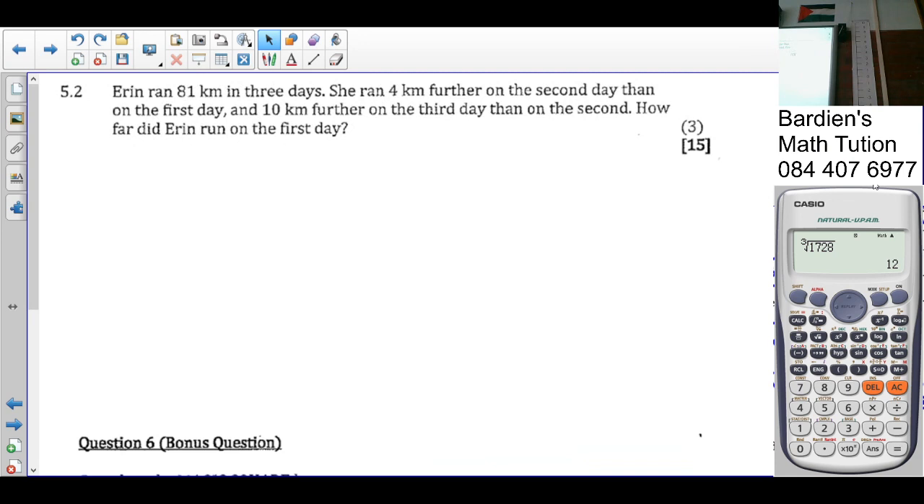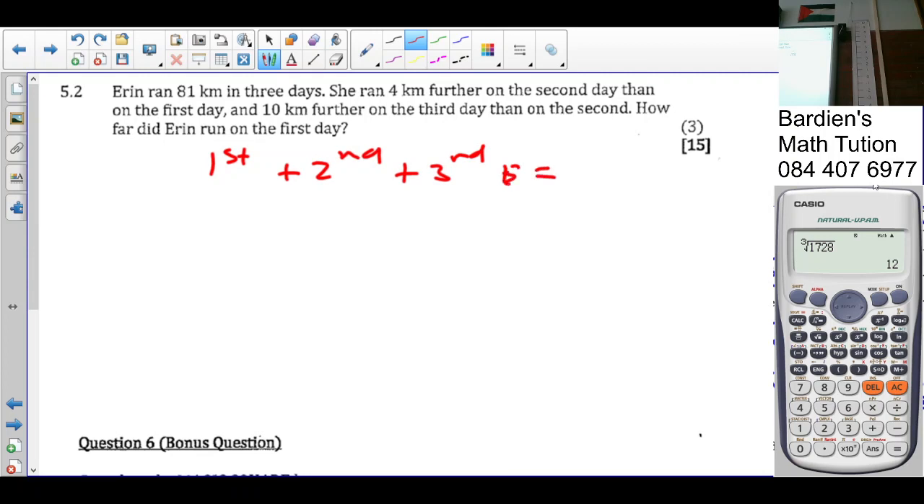We are told Aaron runs 81 kilometers in 3 days. So you take the first day plus the second day plus the third day equals 81. She runs 4 kilometers further on the second day than on the first day. So we say let the first day be X. The second day would be what? X plus 4.